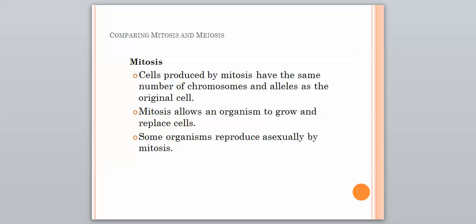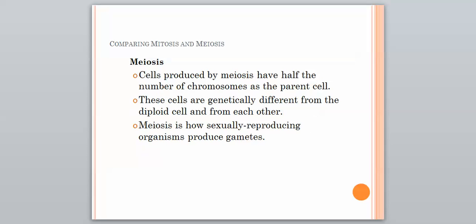And now we have some points from meiosis that differ from that. Cells produced by meiosis have half the number of chromosomes as the parent cell, going from diploid to haploid. These cells are genetically different from the diploid cell and from each other. We can't forget that they're different from the parent, but they're also different from each other. None of the 4 cells that are created are identical. And meiosis is how sexually reproducing organisms produce gametes. That is how humans and pretty much all the other animals in the animal kingdom reproduce.